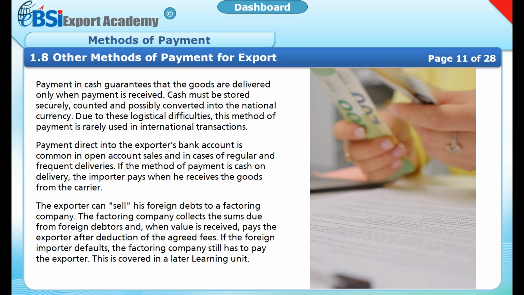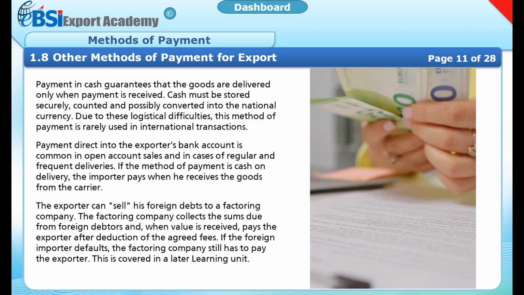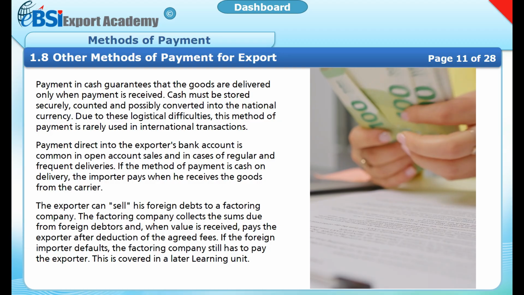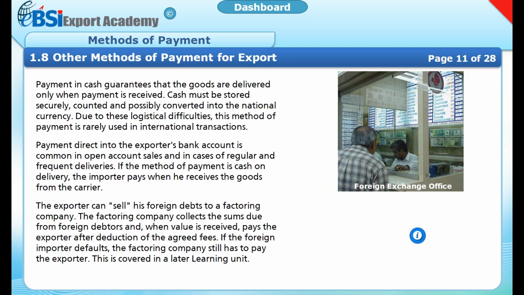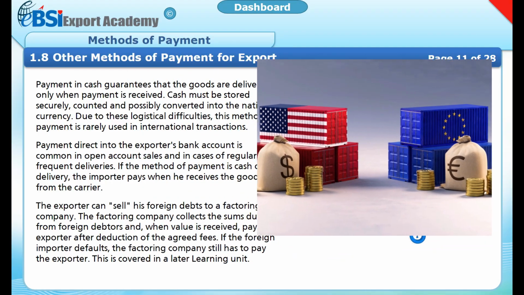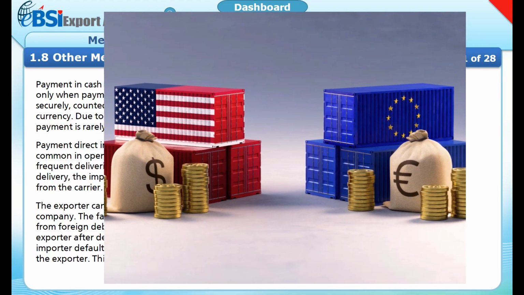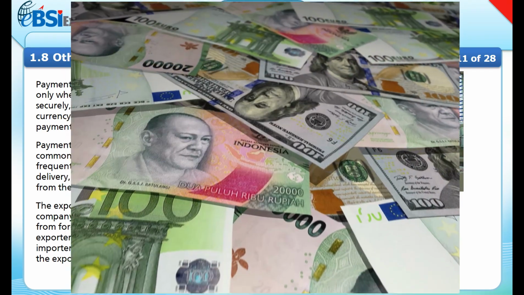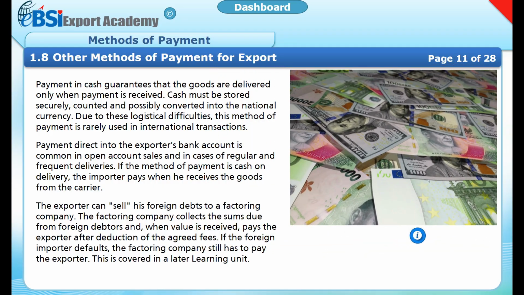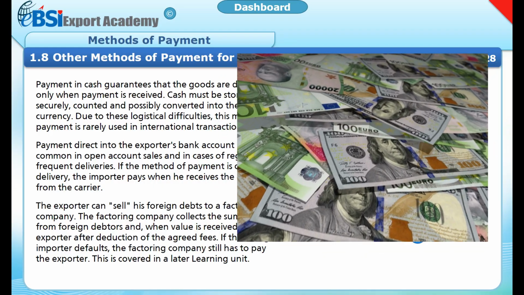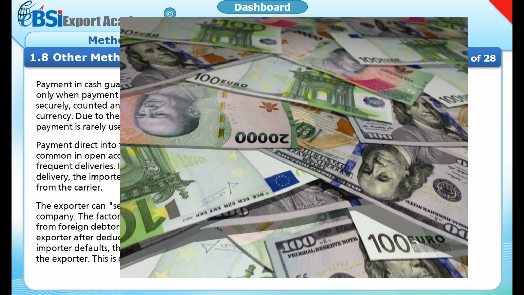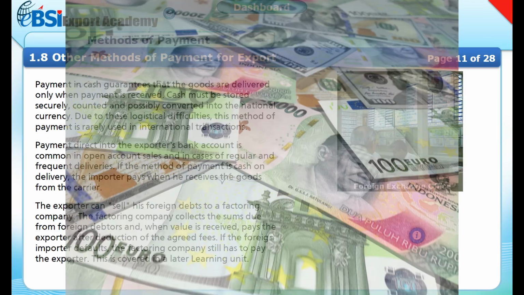Payment direct into the exporter's bank account is common in open account sales and in cases of regular and frequent deliveries. If the method of payment is cash on delivery, the importer pays when he receives the goods from the carrier. The exporter can sell his foreign debts to a factoring company. The factoring company collects the sums due from foreign debtors and, when value is received, pays the exporter after deduction of the agreed fees. If the foreign importer defaults, the factoring company still has to pay the exporter. This is covered in a later learning unit.